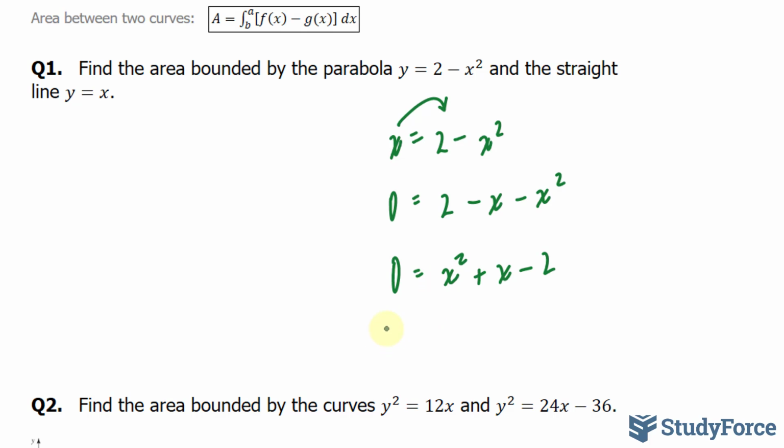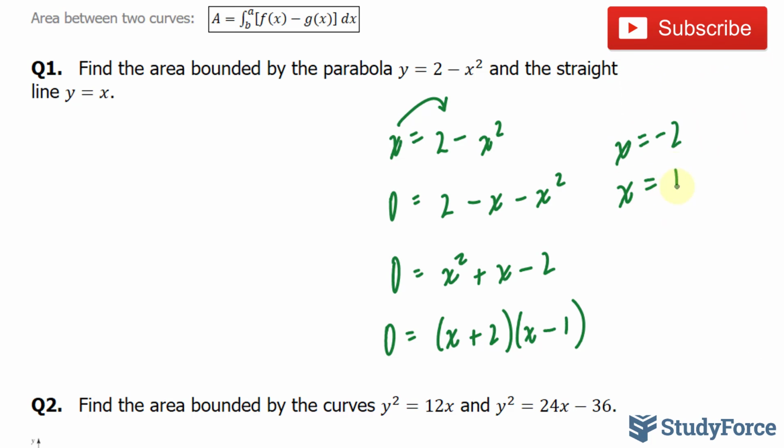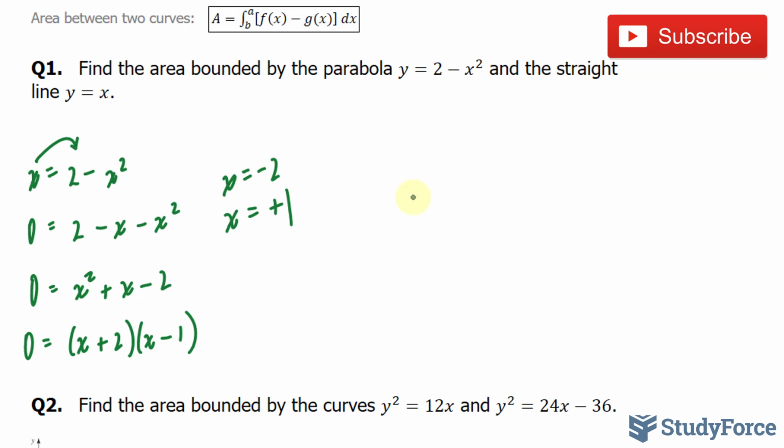So this factors into x positive 2 and x negative 1. Therefore, our x values here are x is equal to negative 2 and x is equal to positive 1. Next, we have to determine which of these two functions is the upper and lower function. So the one that's upper will be the one from which we subtract the other function.